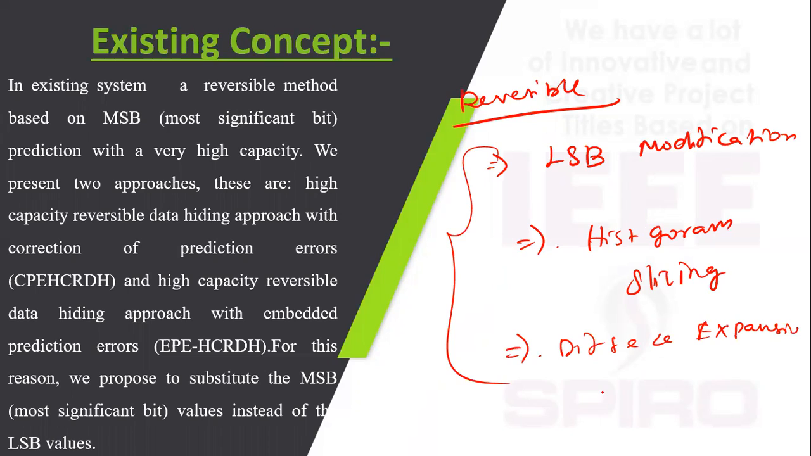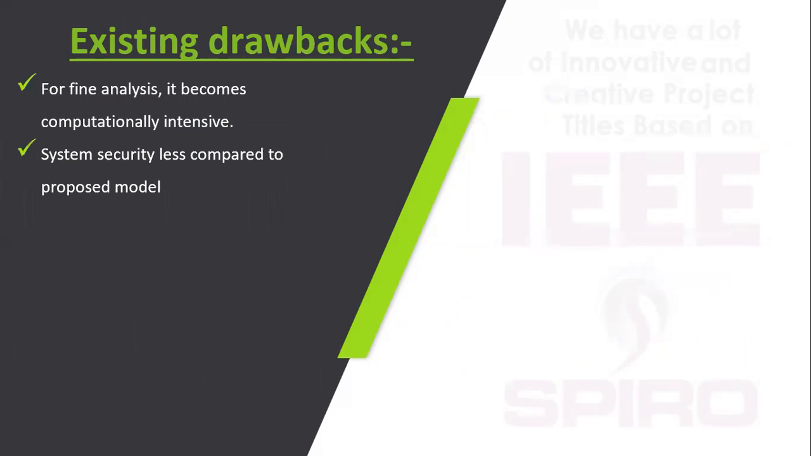These are the drawbacks of the reversible method. In the reversible method, they only use the most significant prediction value, so there is no LSB prediction in the output. So next, the existing drawbacks: it is not secured, and also the accuracy is less.